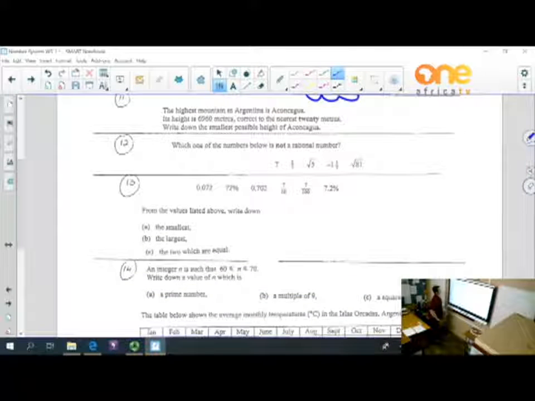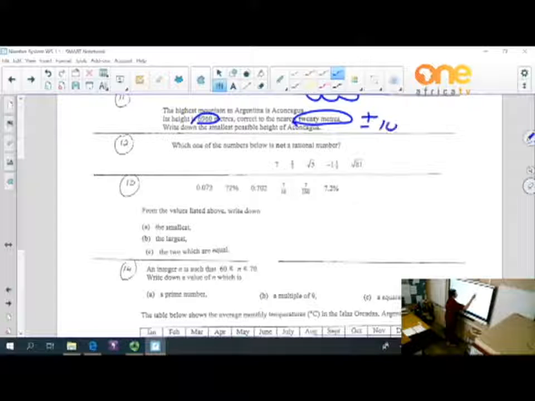Question 11. The highest mountain in Argentina is Aconcagua. Its height is 6960 meters. Now here comes the maximum error. Correct to the nearest 20 meters. Half of that unit, half of 20, means it will be plus or minus 10. And now they say find the smallest possible height. So we just have to subtract the 10 there, which makes it 6950. Only want the smallest one there.